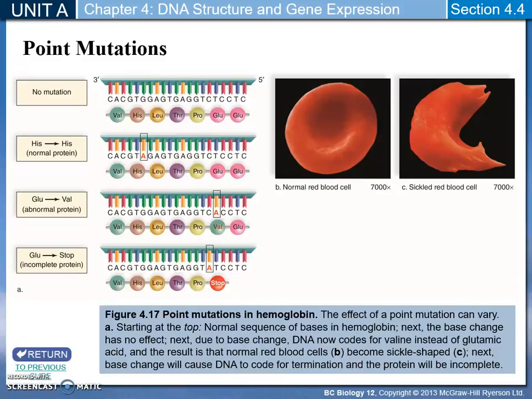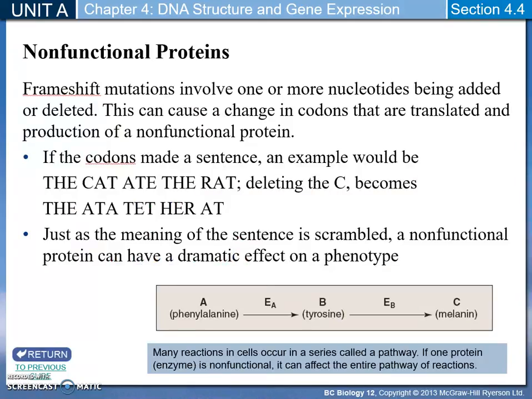So this is an example where, just like almost any condition, in some instances there's virtually no noticeable problem, but in other situations it can have a profound effect on the functioning of many important functions in the body. Non-functional proteins: frameshift mutations involve one or more nucleotides being added or deleted, and this can cause a change in the codons that are translated and production of a non-functional protein.